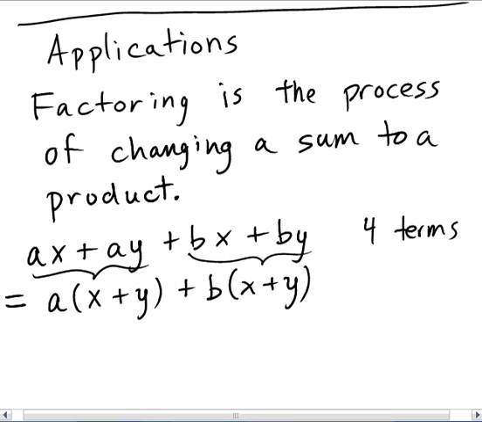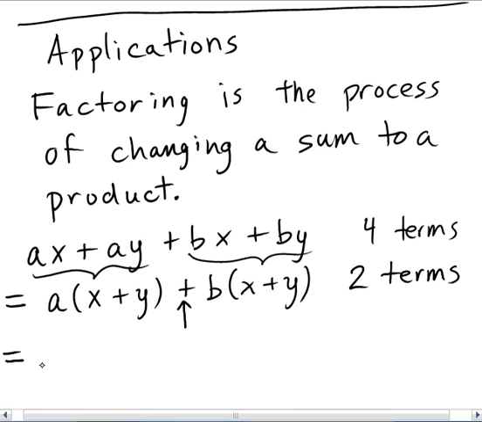So read this expression for a minute. Is this expression a sum or a product? It's still a sum because of this main operation right here. That's our main operation. That's the addition. That's the operation that would be done last. So that means we haven't factored this yet. It's not done. But we've reduced the number of terms. We now only have 2 terms, the a times x plus y and the b times x plus y.